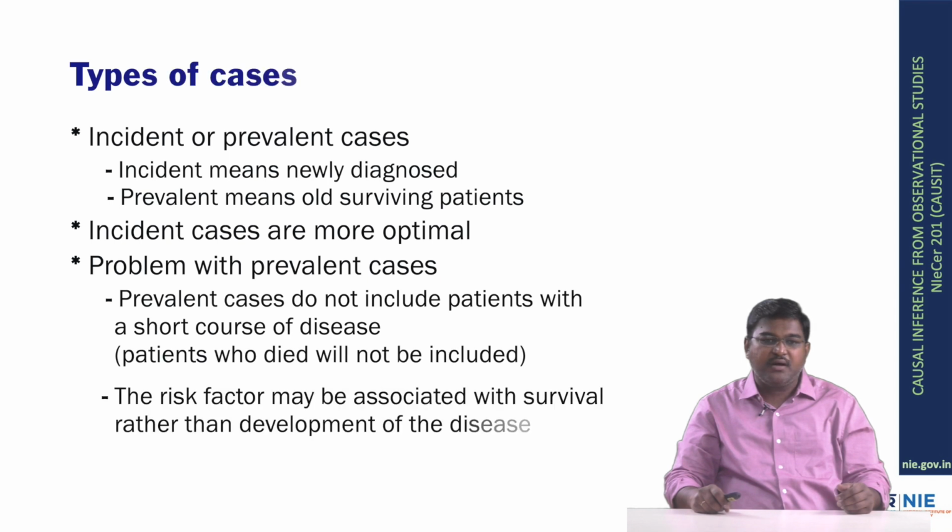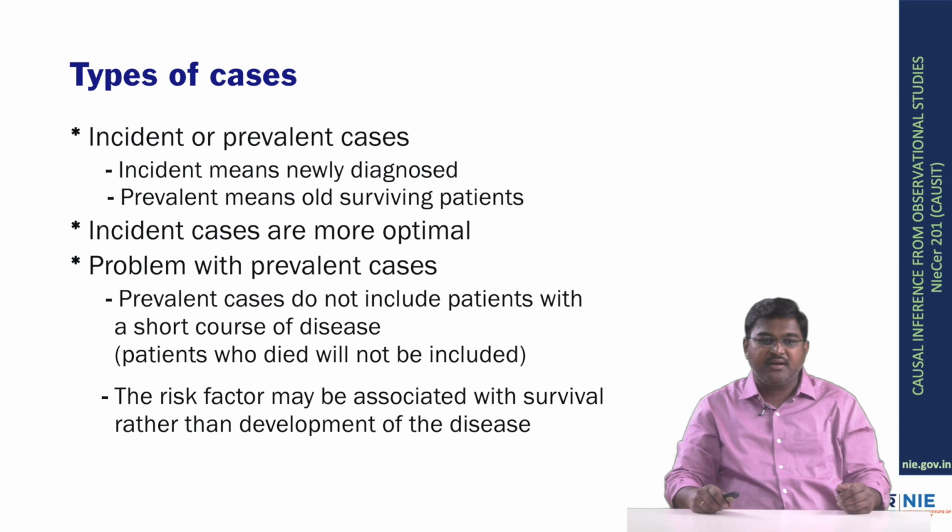The next dilemma is to select prevalent cases or incident cases. Incident means newly diagnosed cases. Prevalent cases means they are the old surviving patients. Incident cases will be more optimal for a case control study, but we have to wait for cases to occur in order to recruit them as cases, and that can be time consuming.